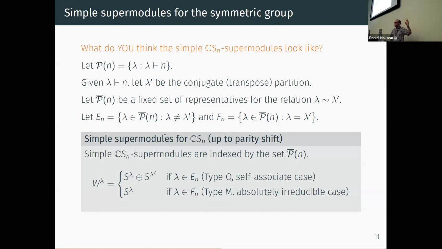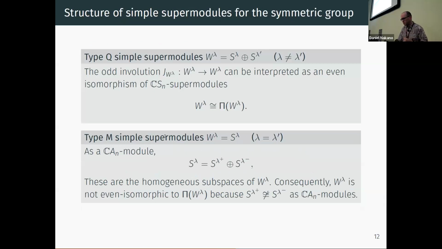Up to parity shift. So in the super world, maybe you have to decide how you like odd isomorphisms or not. If you don't like odd isomorphisms, then you have to keep track of some of these things and also their parity shifts. So for the type Q supermodules, you can view that odd involution as an even isomorphism between the module and its parity shift. So the type Q things are even isomorphic to their parity shifts, whereas the type M supermodules are not. There's an odd isomorphism, but not an even isomorphism between the module and its parity shift. This has to do with the fact that over the alternating group, this Specht module decomposes into two non-isomorphic things, and these have to be the homogeneous subspaces. So it's not even isomorphic to itself.